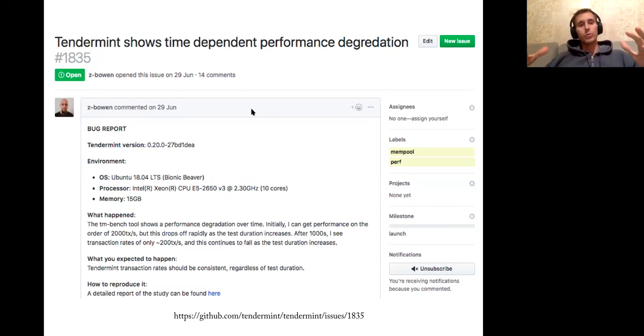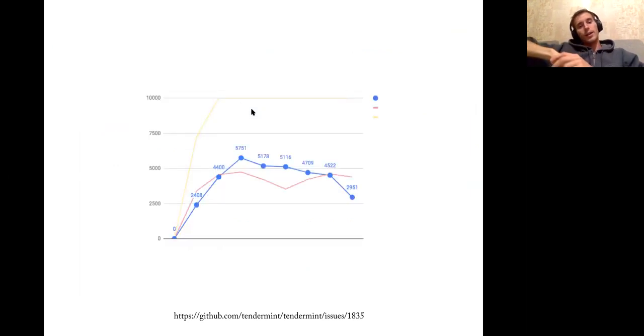So the story began with BigchainDB guys creating an issue on GitHub saying that Tendermint shows time-dependent performance degradation, which means basically that it takes longer for Tendermint to create a block for some reason. And within a few days, we confirmed that.